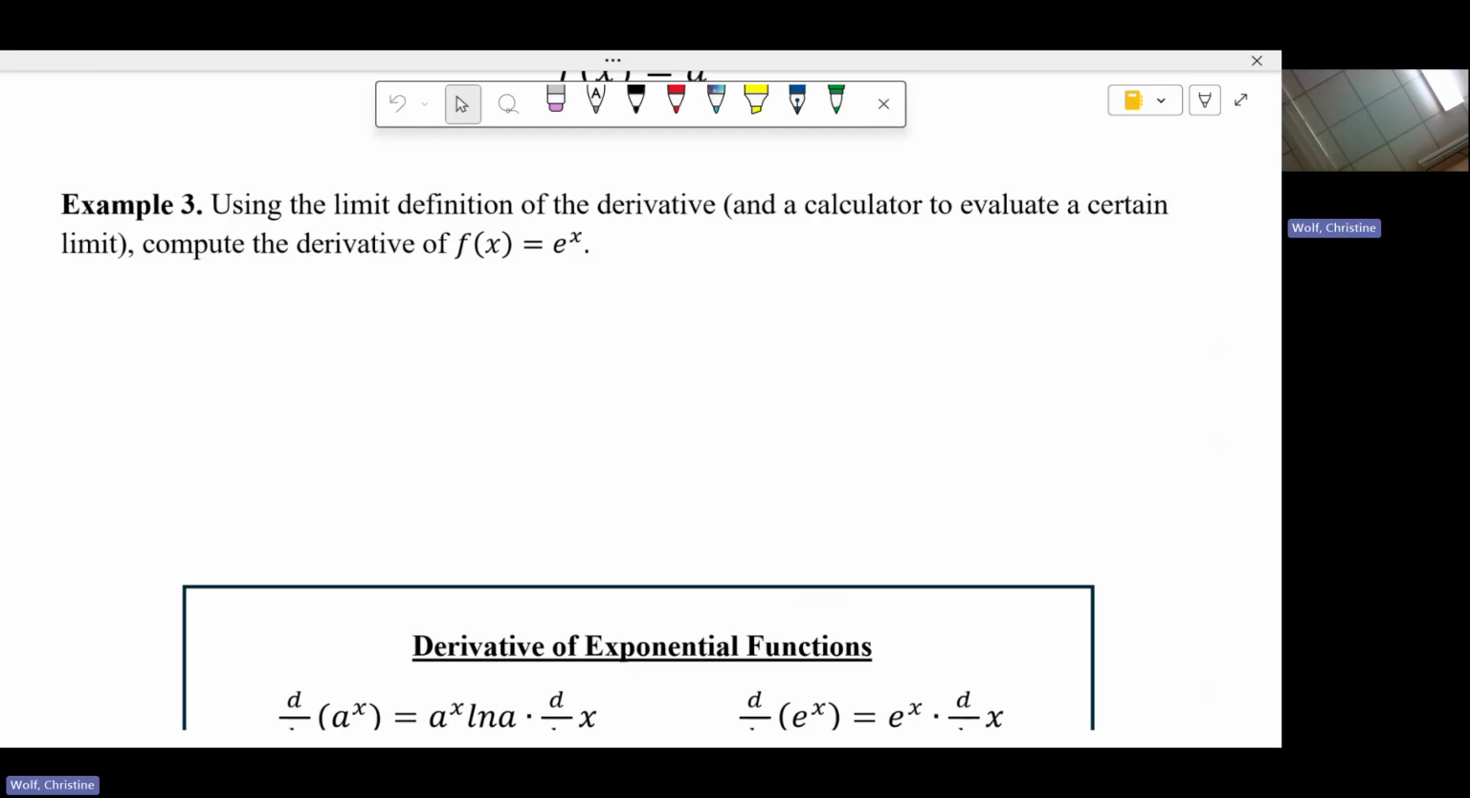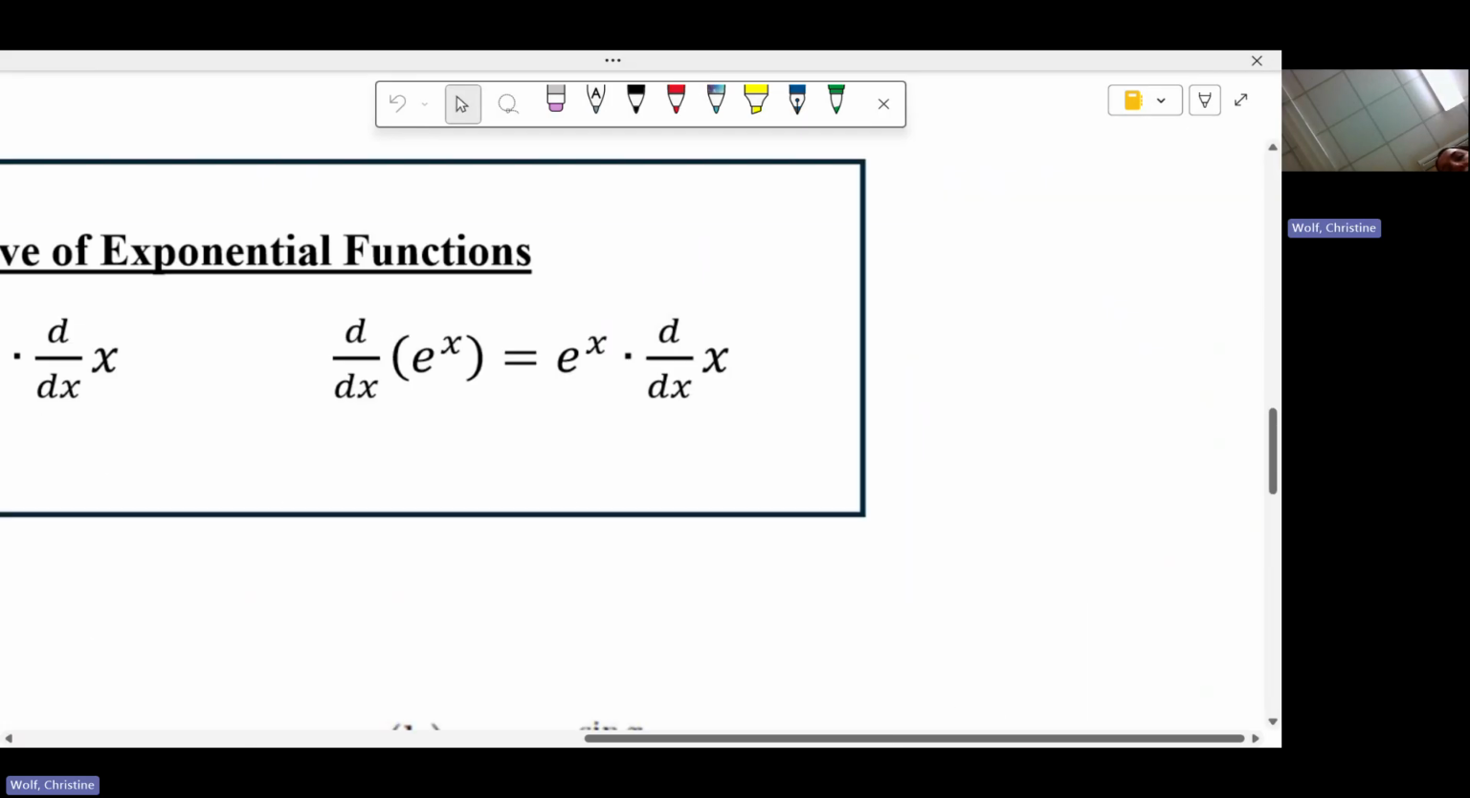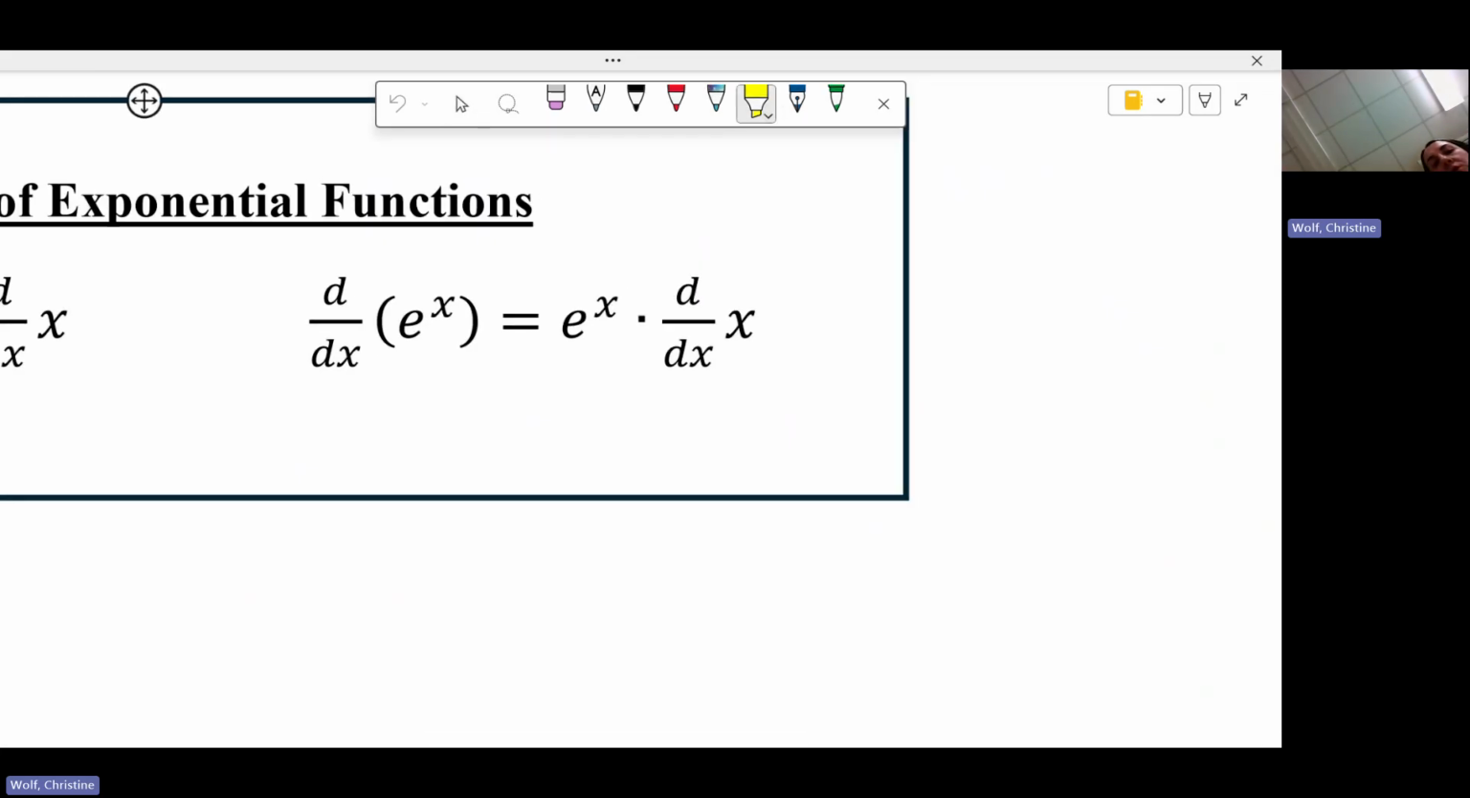We are going to do our first proof. So what I'm going to do is I'm going to prove to you this one. We are going to actually go through and I'm going to actually prove to you why the derivative of e to the x remains e to the x and then just gets multiplied by its exponent.